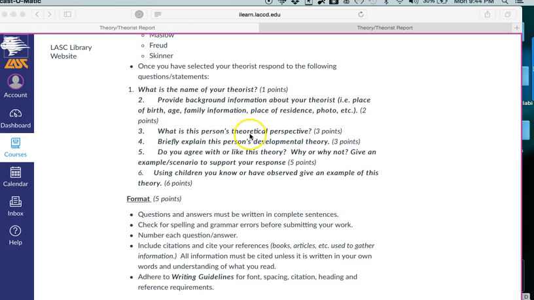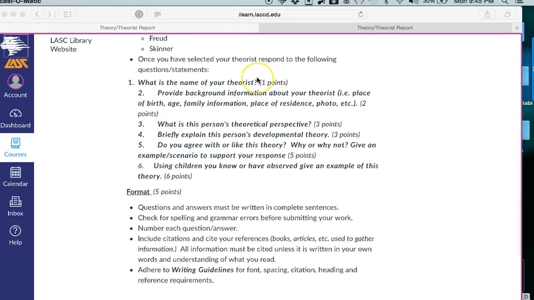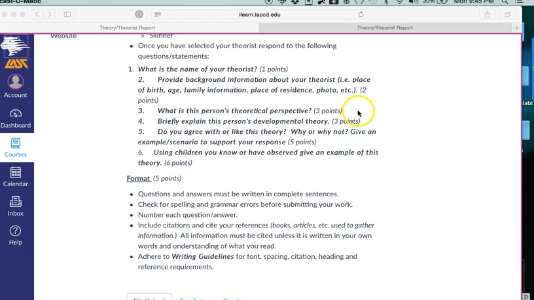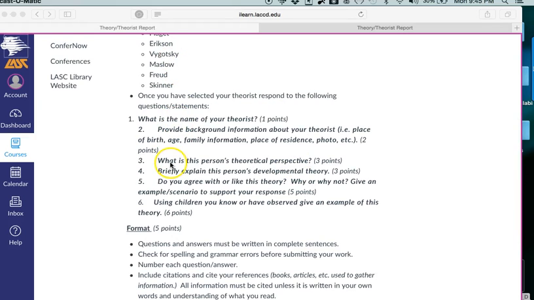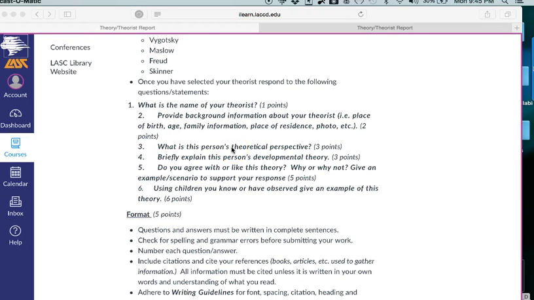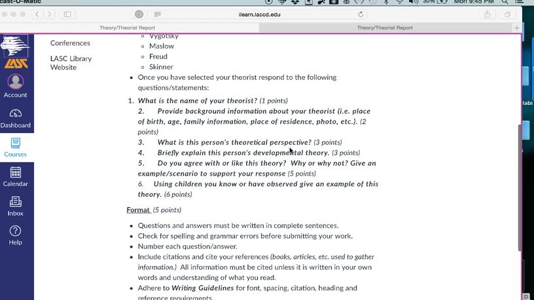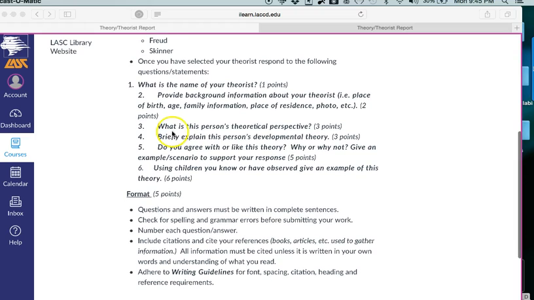So number 3, what is the person's theoretical perspective? So if we put Erikson for number 1, then number 3 would be psychosocial theory of development. So, and that's it, just the theoretical perspective. If we pick Piaget for number 1, then number 3 would be cognitive development. If we pick Freud for number 1, then number 3 would be psychosexual development, and so on. You get the hint. Okay, Lev Vygotsky would be social cognitive theory.